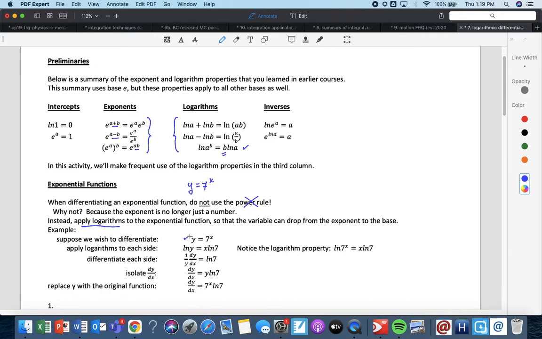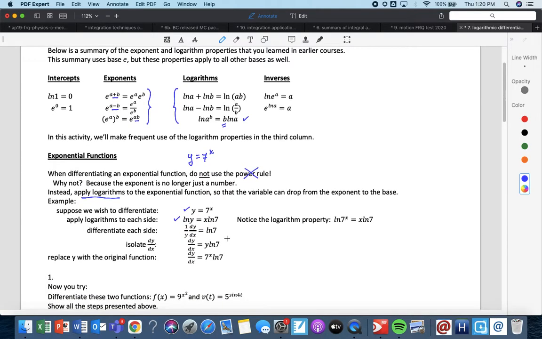So here's the original equation. And then underneath it, I took the logarithm of the left and got ln of y. And when I took the logarithm on the right, I got x ln 7. And the whole purpose for doing this is to get that x down on the ground so that we can work with it. And now we're going to take the derivative of this equation. And the derivative on the left is 1 over y dy/dx. That's just the chain rule.